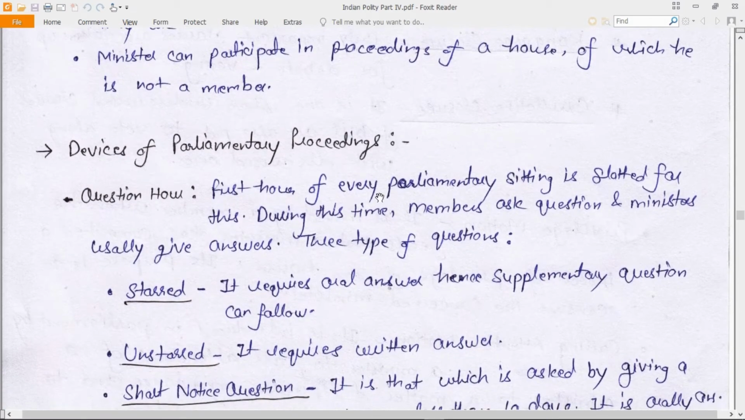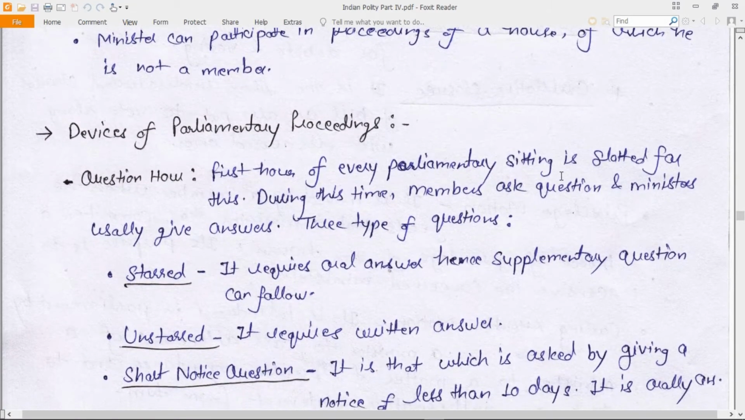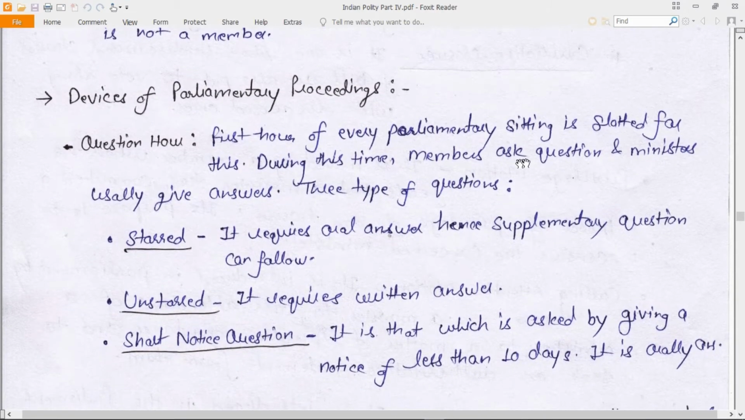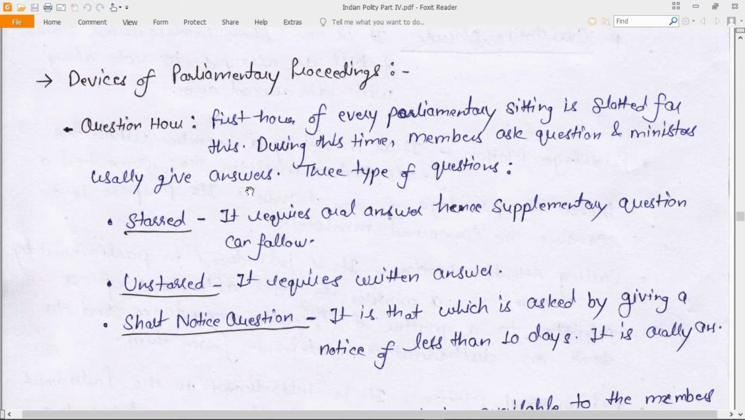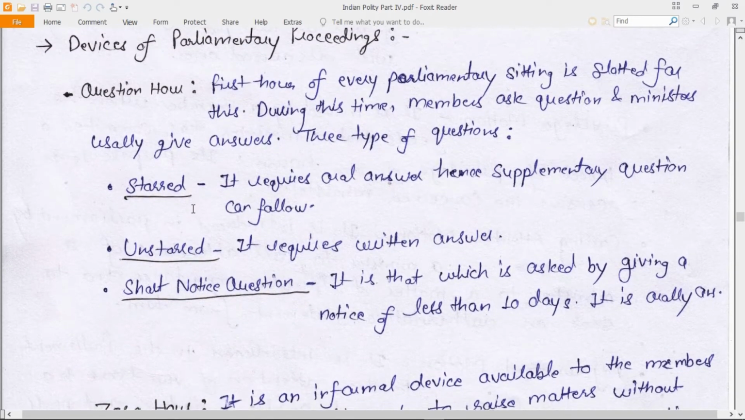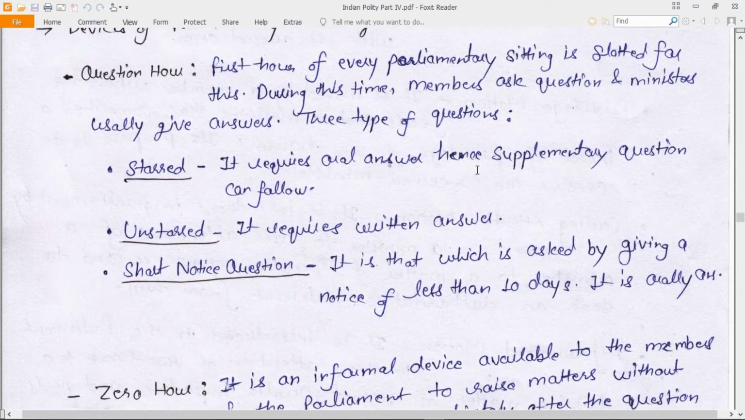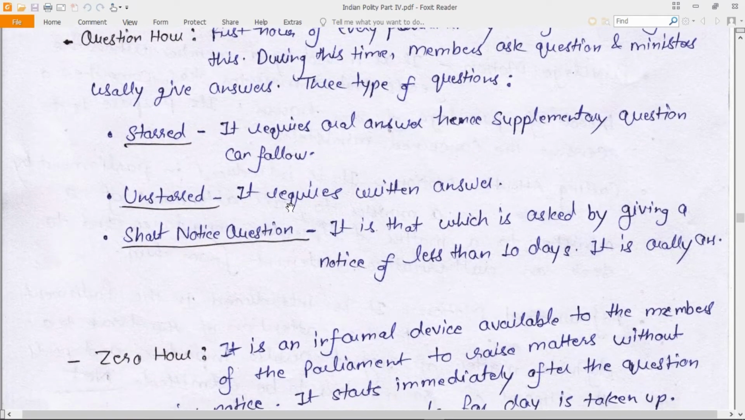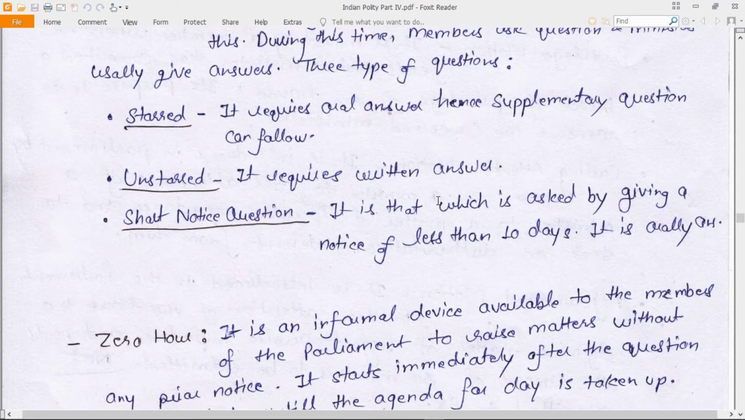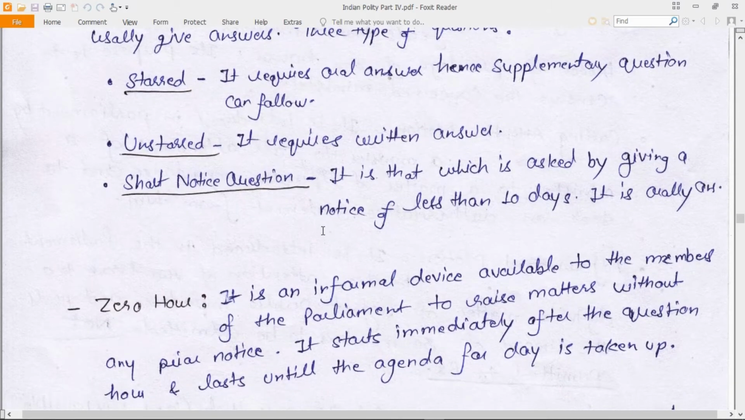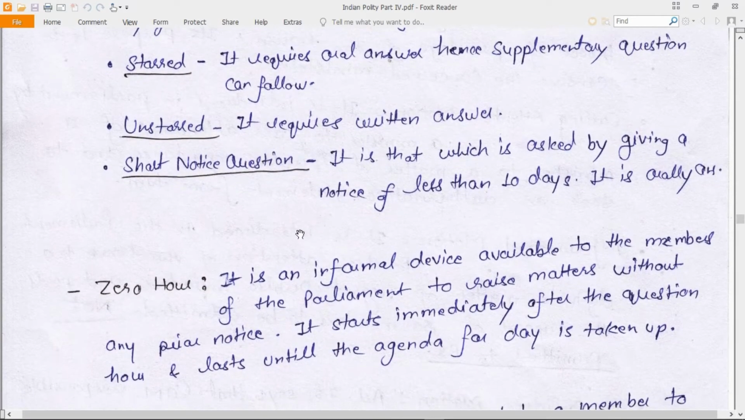What is question hour? The first hour of every parliamentary sitting is slated for this. During this time, members ask questions and ministers usually give answers. Three types of question. Starred question: it requires an oral answer, hence supplementary questions can follow. Unstarred: it requires a written answer. Short notice question: it is asked by giving a notice of less than 10 days.